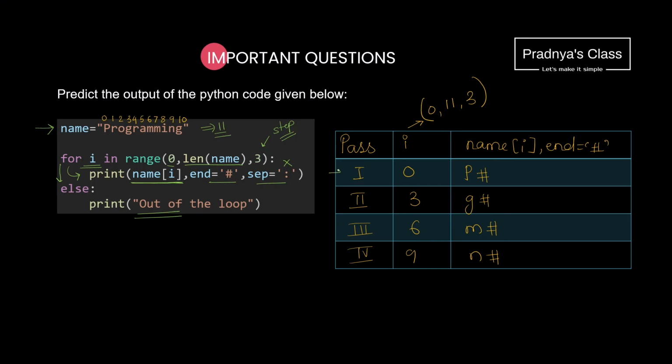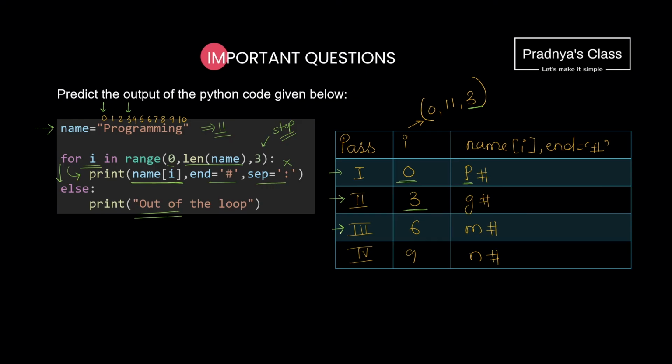In pass 1, the value of i will be 0. Name of i means we are taking the character at the 0th position. It is nothing but P. With the end parameter, hash will get added to P. Moving ahead to the second pass. The next value of i will be 3 because of the step 3. Now look at the character which is at index 3. Ultimately we got G hash.